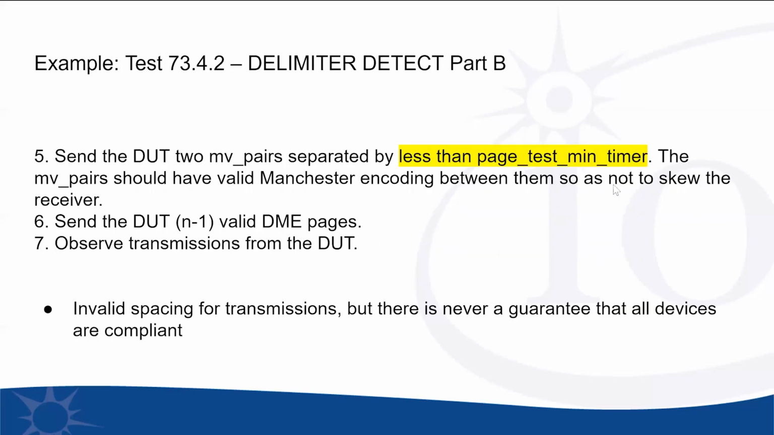So the first example is one of those from that last bullet point. We're looking at, from our test plan, a delimiter detect test. This is part B. I didn't grab the whole test. But the instructions are to send the DUT two MV pairs separated by less than page test min timer. That means that these MV pairs are too close together to be valid MV pairs. So the spacing is too short. So since this is an invalid spacing for the transmissions, it is non-compliant behavior that the device is receiving.